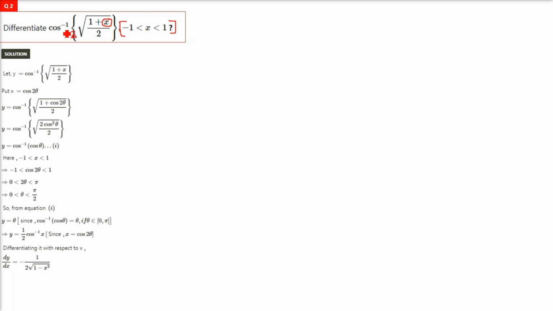So first, whatever substitution you do, you need to get cos inside, so that you are able to cancel this cos inverse and cos. So we will be putting x as cos 2 theta. You'll just see what will happen. So the inside one will be under root 1 plus cos 2 theta divided by 2.